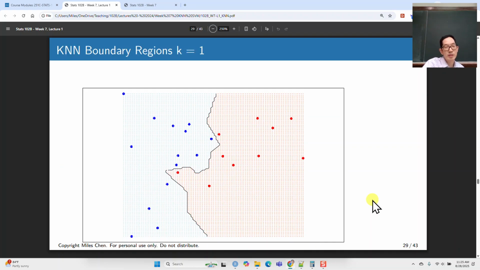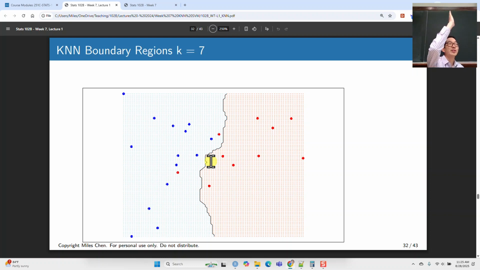And so as we increase K, it's not that the boundary itself gets smoother, but it tends towards a simpler boundary that is less influenced by individual points. Because now the classification is looking at the 7 nearest neighbors, so just one point that's kind of an outlier, or feels like it's not where it belongs, has less individual influence.